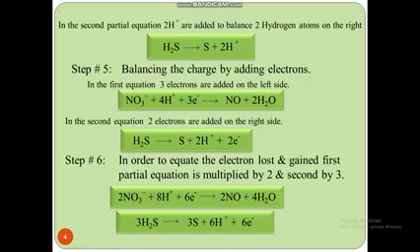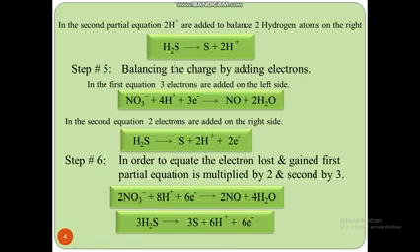In the second equation, 2 electrons are added on the right hand side. Since there are 2 H positive charges on the right hand side, we have to balance these H positive charges. We have to add 2 negative charges on the right. Step number 6. In order to equate the electrons lost and gained, the first partial equation is multiplied by 2 and the second partial equation is multiplied by 3.